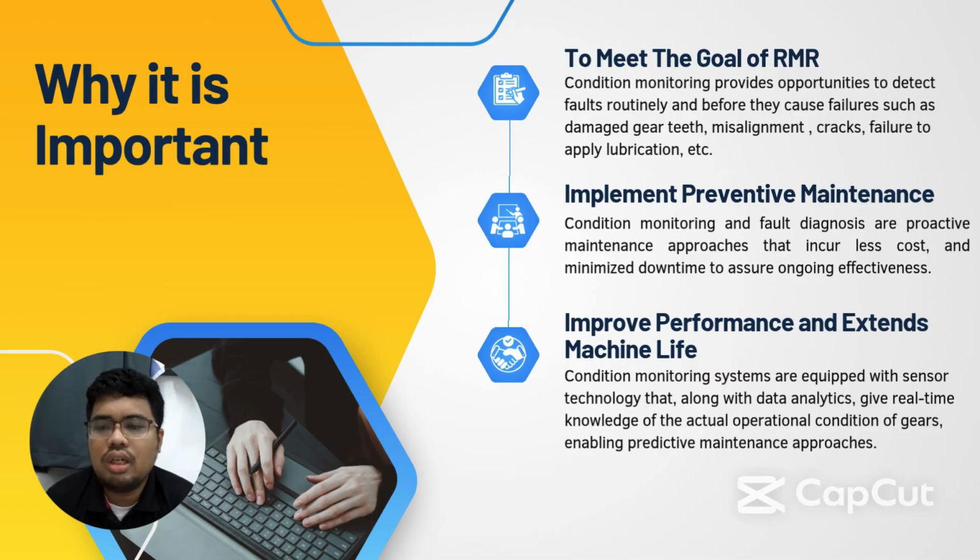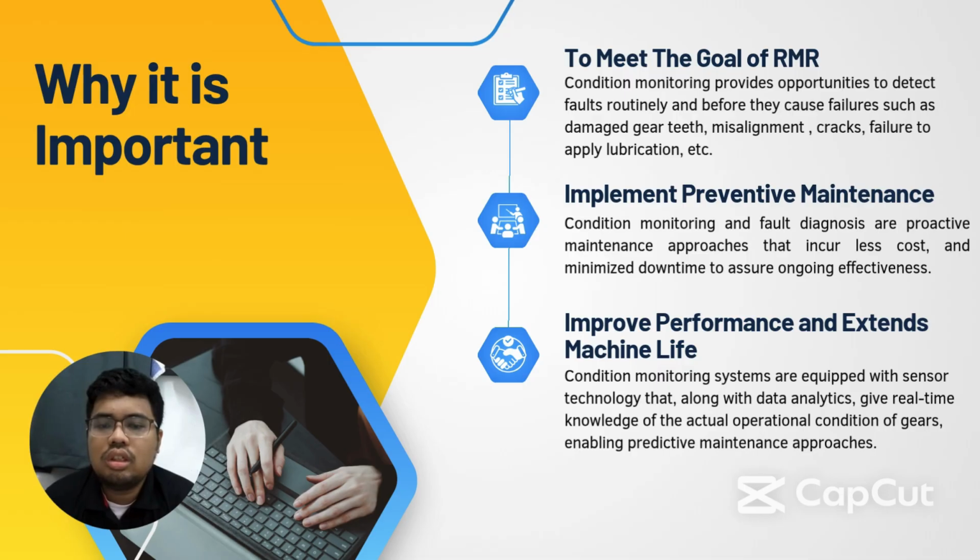I will continue the presentation for our assignment, which is machine condition monitoring and fault diagnosis for gear. So why is it important? Because it meets the goal of RMR. RMR stands for reliability, maintainability, and risk. Condition monitoring provides opportunities to detect faults routinely and before they cause failure, such as damaged gear teeth, misalignment, crack failure, or any lubrication failure.